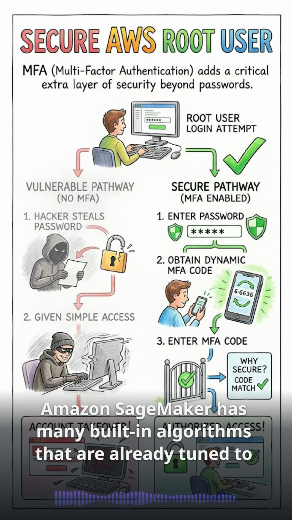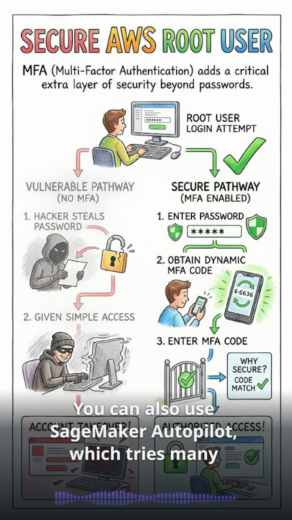Amazon SageMaker has many built-in algorithms that are already tuned to run very fast on the AWS cloud. You can also use SageMaker Autopilot, which tries many different models to find the best one for you. Autopilot is great for beginners, because it does the hard work of picking the best settings automatically.